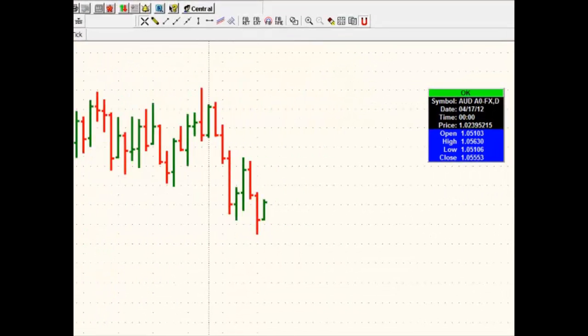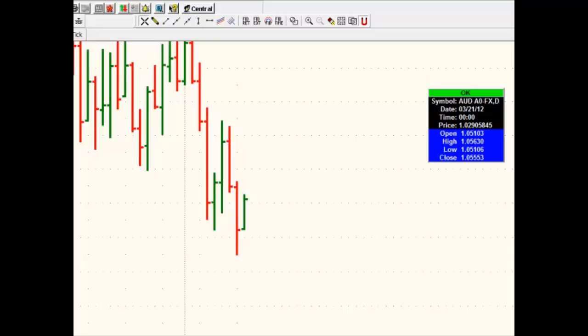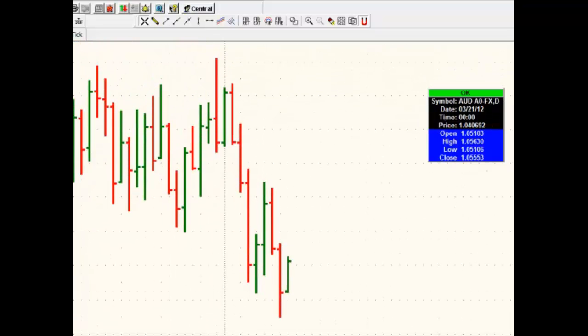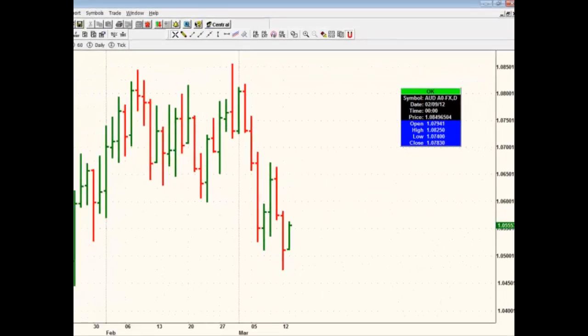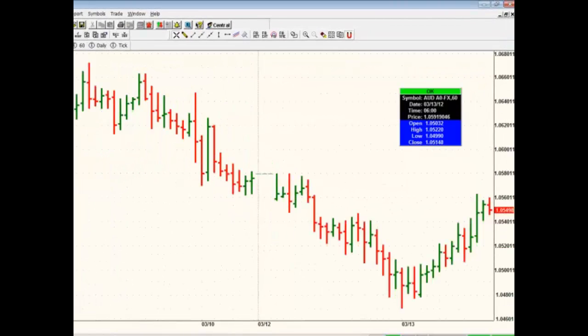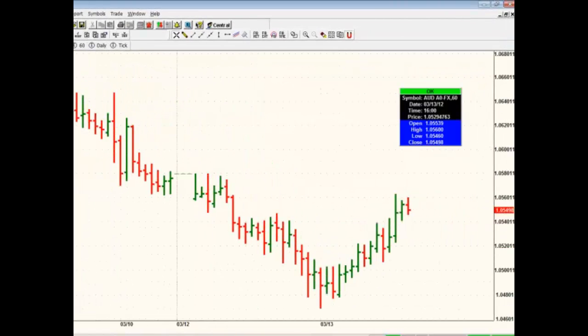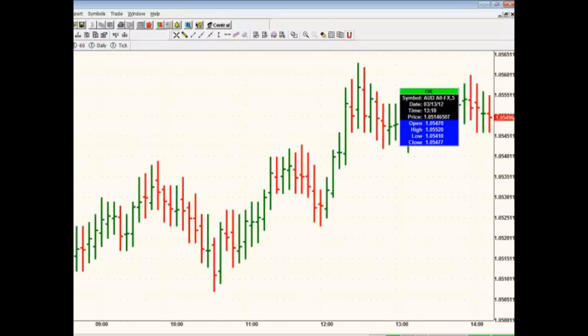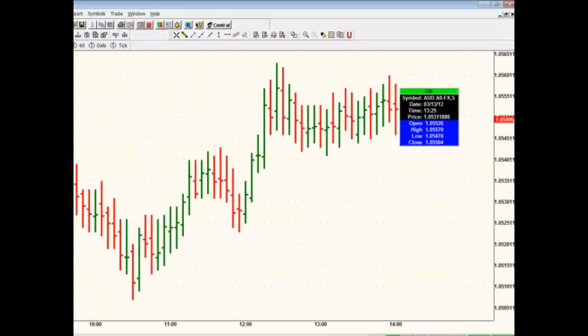I'm going to zoom right in here so that we can have a close look at these bars. Now, as I said, each one of these bars represents, in this case, on this chart, a day's worth of trading. We can easily change that. This is a 60-minute chart. Each one of these bars now represents 60 minutes, 1 hour's worth of trading. This is a 5-minute chart. Each one of those bars represents 5 minutes worth of trading.